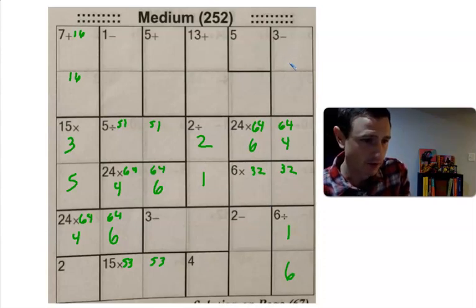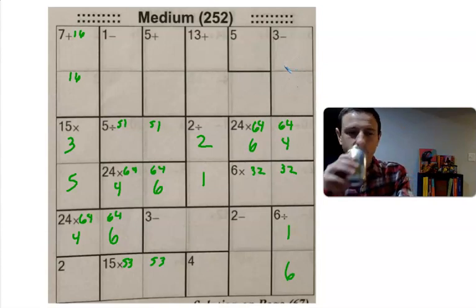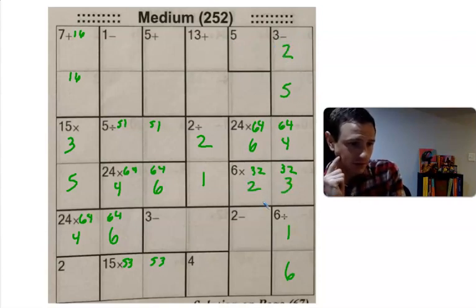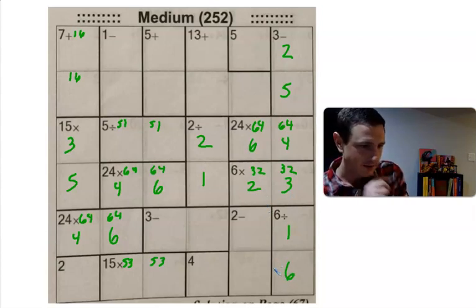This is another one. Same trick. I need a five in this column. Five can't go here. So this has to be 5 and 2, which 5 is in this row. So 5, 2, which then makes this 3 and 2. Nice, I like that little trick there. Okay.